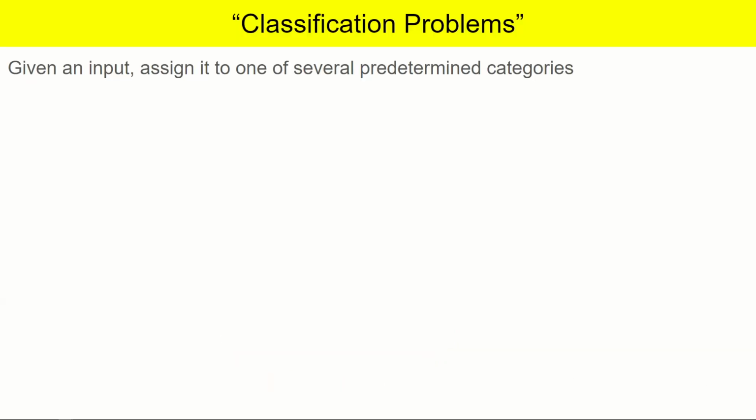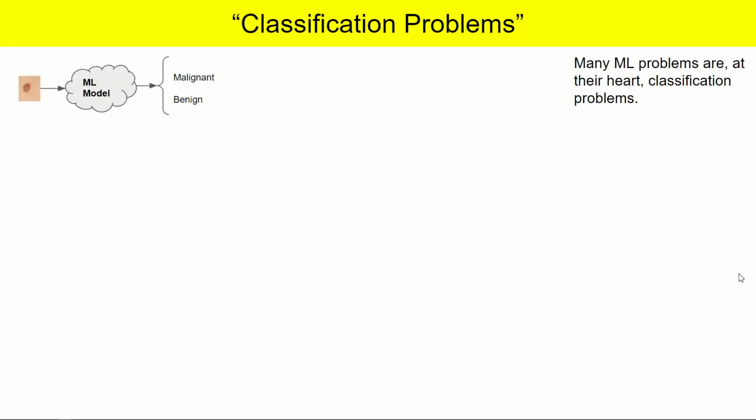Okay, so let's step back here. One of the types of problem that's a very common machine learning problem that you might want to solve is called a classification problem. Roughly, a classification problem is the problem of when you're given an input, can you assign it to one of several predetermined categories, or can you categorize it? So here's some examples. If we have a picture of a tumor or a CT scan or something, we might want to just assign it to one of two categories, malignant or benign.